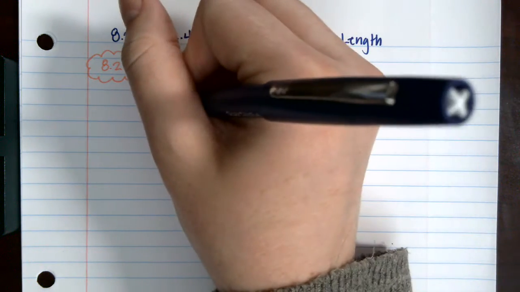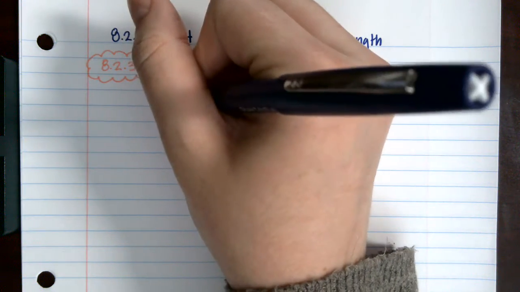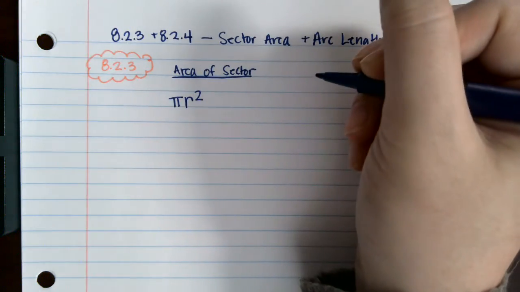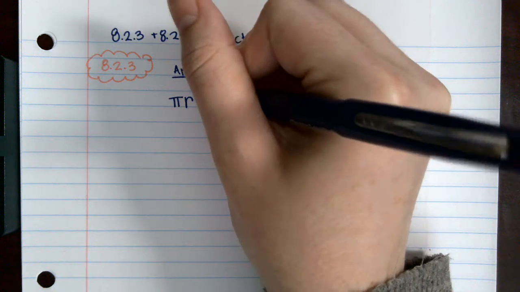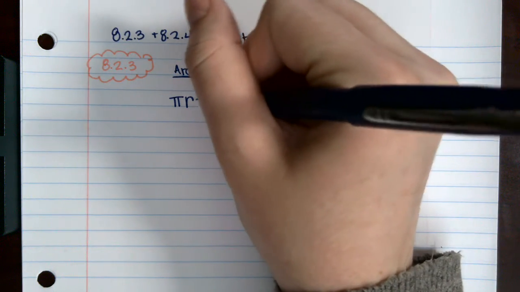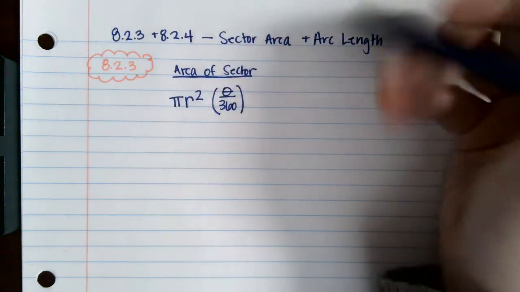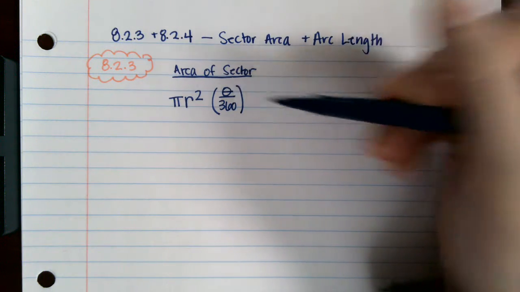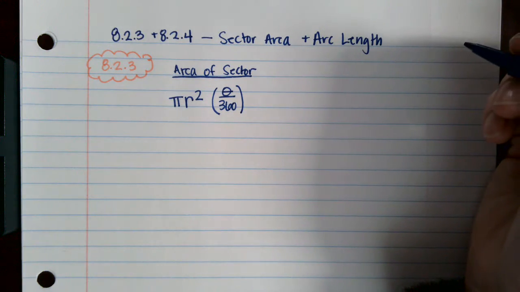So to find the area of a sector, you start with the area of a circle formula, pi r squared, but then you multiply by the portion that you have, which is the angle over 360. And remember, this symbol is called theta. That is just an angle.